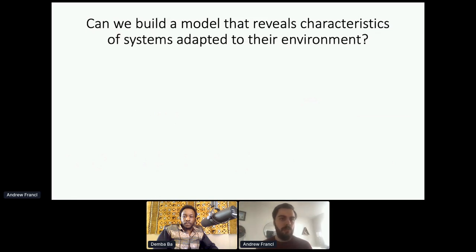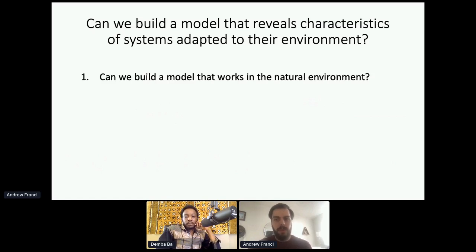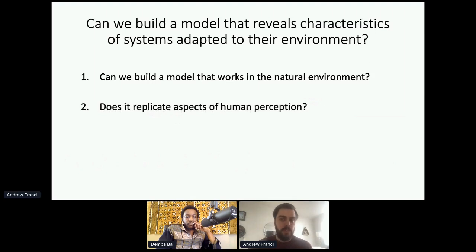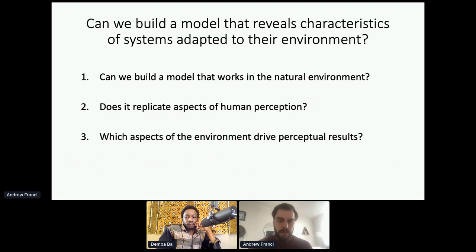After that brief orientation, we now pose the driving question for the rest of this talk: can we build a model that reveals characteristics of systems adapted to their environment? We'll break this into three main points. First, can we build a model that is both fit to our environmental simulator and operates effectively in a natural environment? Second, just because a model works doesn't necessarily mean we have properly constrained the model to work the same way as humans. So next we ask, does this model replicate aspects of human perception? And then third, if it does replicate aspects of human perception, can we determine which aspects of the environment really drive these results? We'll start with question 1 and a brief outline of how we created this model.